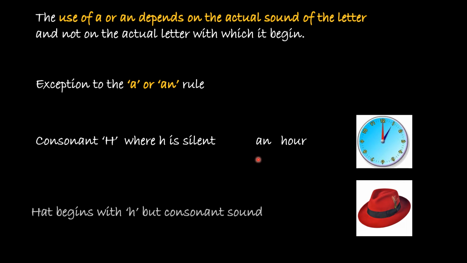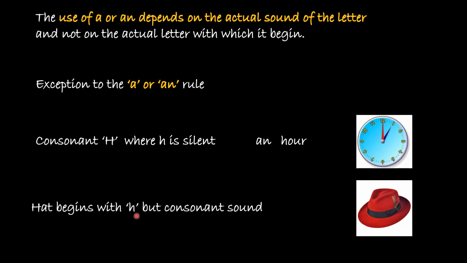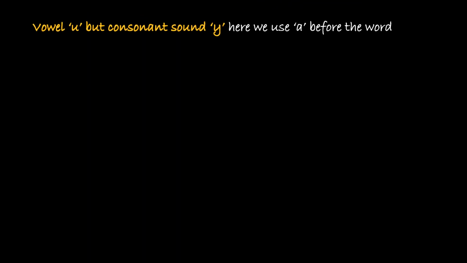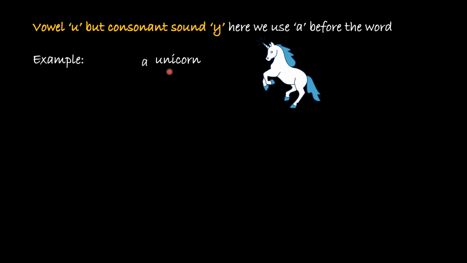Now here, a hat. Now hat also begins with the same letter H, a consonant, but it is having a consonant sound, h, hat. That's why we have put a here. So now let us look into more examples. Vowel U but consonant sound Y. Here we use a before the word. The example, unicorn. Now U is a vowel but the sound is y, a consonant sound. That's why we will be using a before this word.